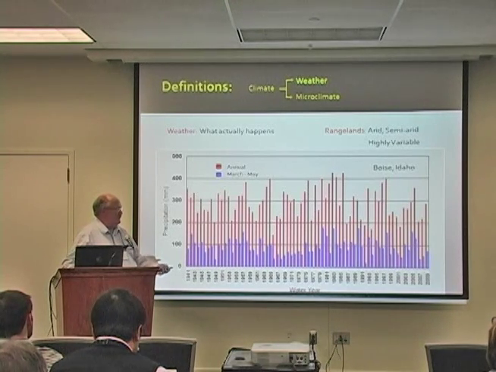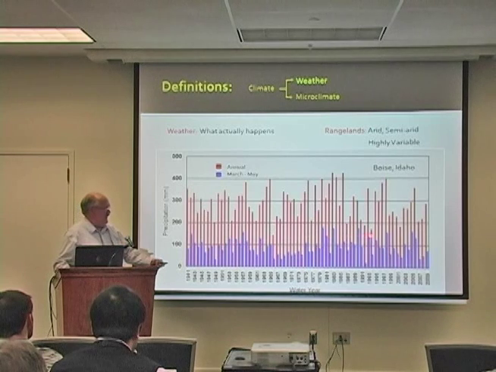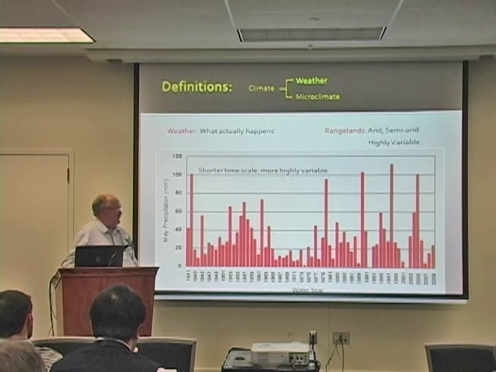And the shorter the time scale you're looking at, the more highly variable weather is. If you're looking just at spring weather, this is March, April, and May, the spring weather variability over the same time period has about twice the inherent variability of the annual weather. And if you look at an individual month, it has twice that variability.